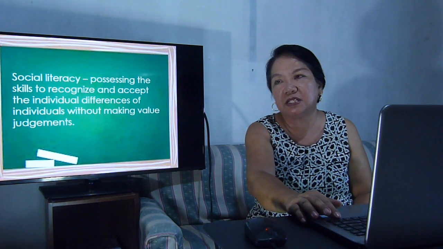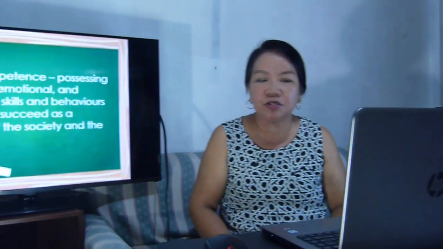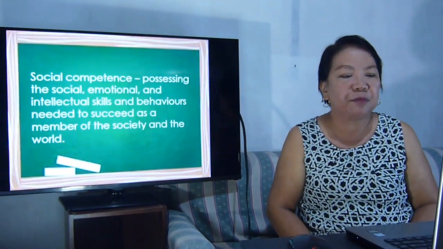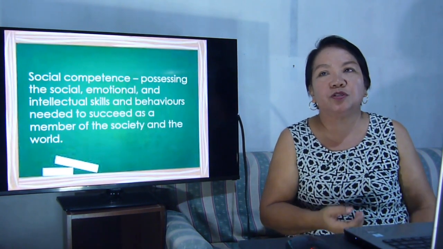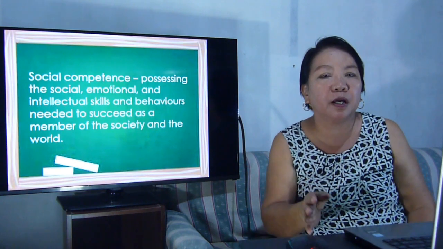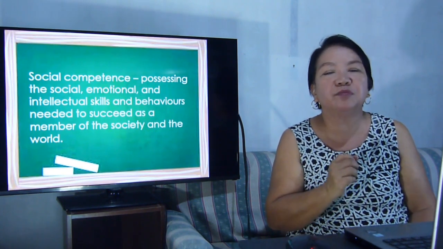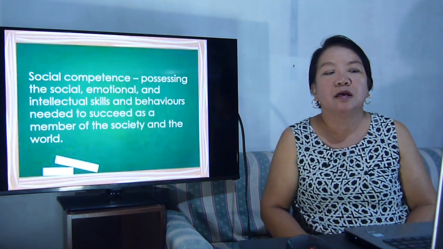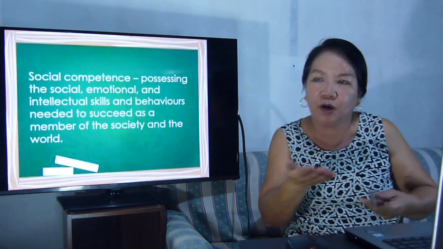With the topics that we will be discussing in this subject, hopefully you will be developing social literacy. Number 2 is social competence. It is possessing the social, emotional, and intellectual skills and behaviors needed to succeed as a member of the society and the world. It's not enough that you know how to read, you are good at mathematics, you are good at your major subjects, you have friends. As a teacher, you have to develop social competence. So now you are developing.